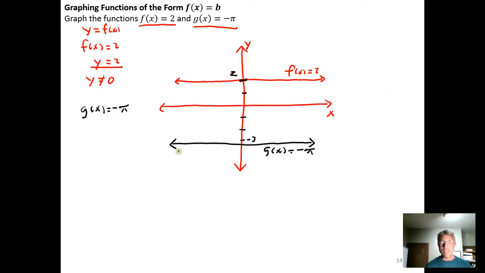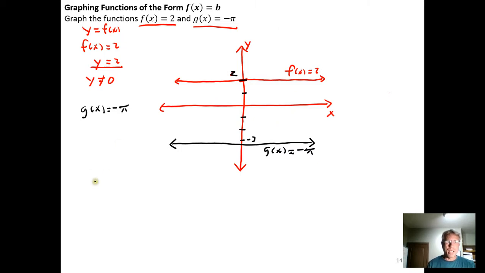And again, it has to be parallel to the x-axis, because if g of x is always negative pi, which is close to negative 3, that indicates that it can never be equal to 0, and the only way for it not to be 0 is to not intersect the x-axis, which means that it must be parallel to the x-axis so as to not intersect it. So there's the graph of the two functions.